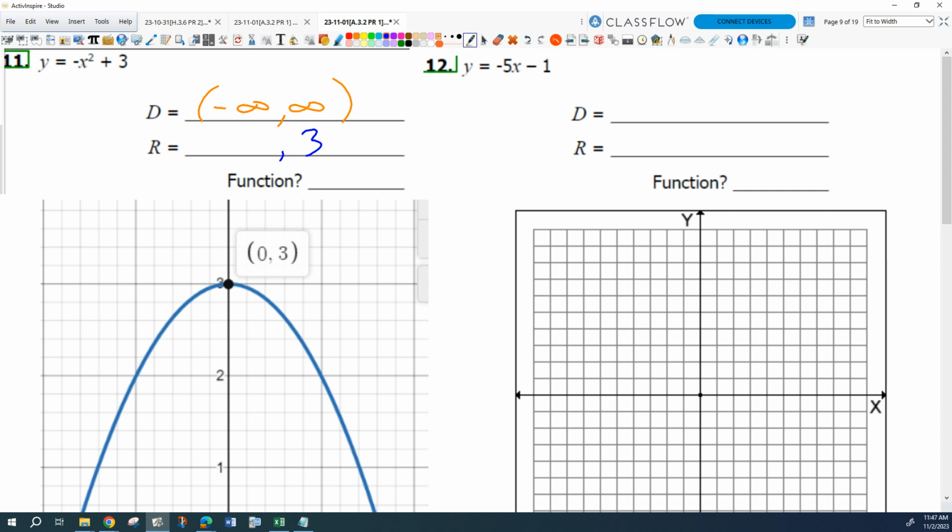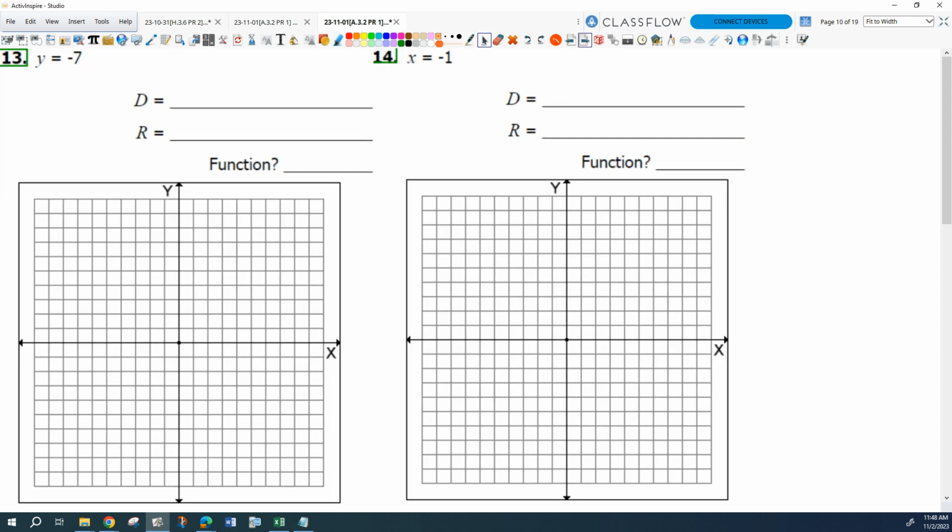So the range has a top value of 3, but the bottom value is what? How far down does this graph go? -infinity, right? So -infinity has to go on the left because that's the bottom. 3 goes to the right because that's on top. Okay. Parentheses and then bracket with the 3. Bracket, yeah, we are including it. Is that a function? Yes.